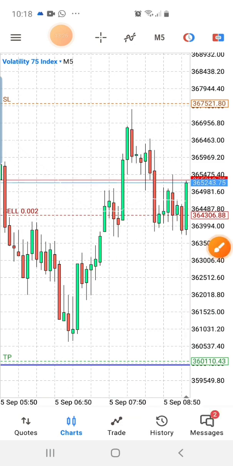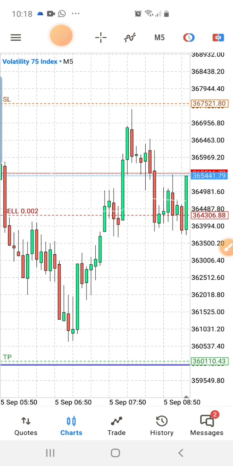Okay, but let's see how the price plays out, if the price is likely going to hit our stop loss or is going to hit our TP. So I'm coming back to share with you the outcome of this trade, guys.